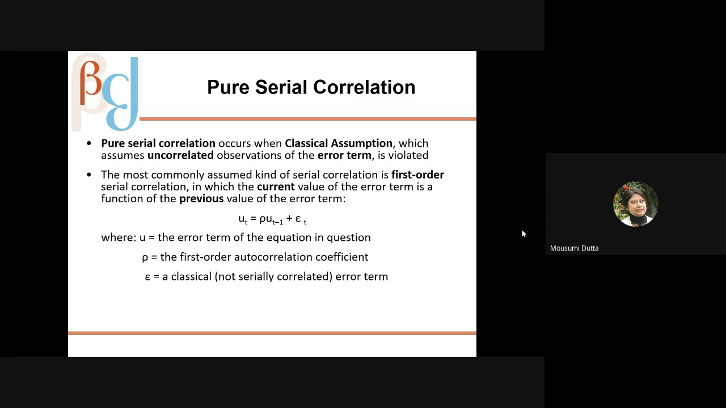The most commonly assumed kind of serial correlation is first order serial correlation, in which the current value of the error term is a function of the previous value of the error term. Now, if you say there is a relation between ut and ut minus 1, or ui and uj, I need to specify the relation. What type of relation is it? Now, there are different possibilities. I'll talk about these different possibilities.